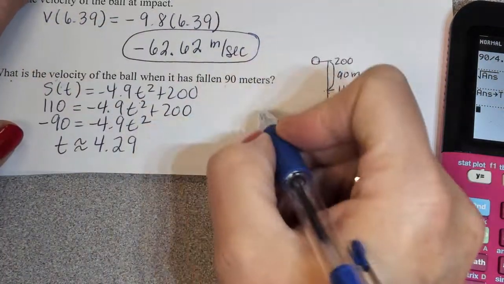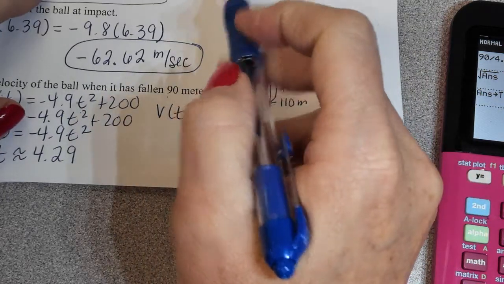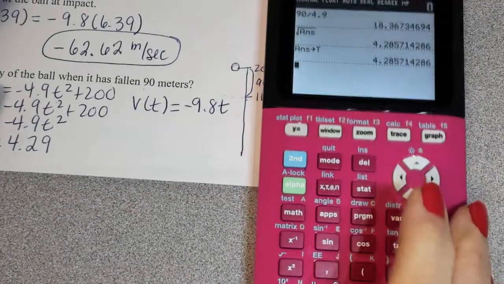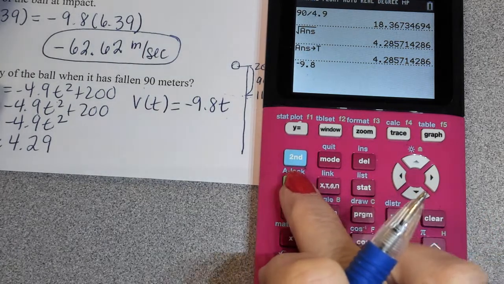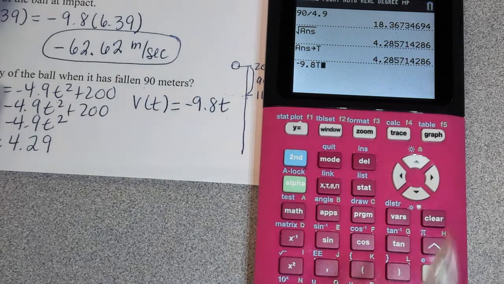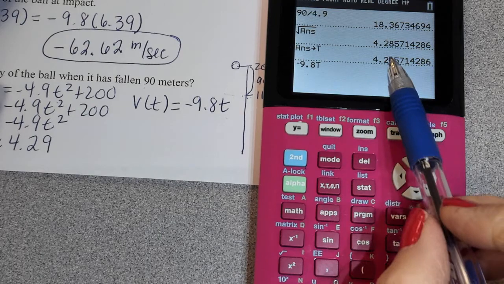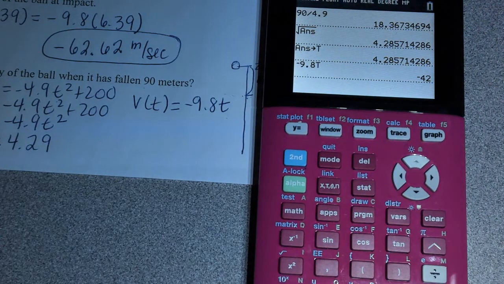So now to find the velocity, v of t, my velocity function, is negative 9.8 times t, and I stored my t. So I just need to do negative 9.8, bring back up that t by doing alpha 4. Now it's going to do negative 9.8 times that t value. Of course, on these newer calculators, I could just arrow up and get it, but this makes it more interesting. And so we get negative 42. And that's the exact answer.